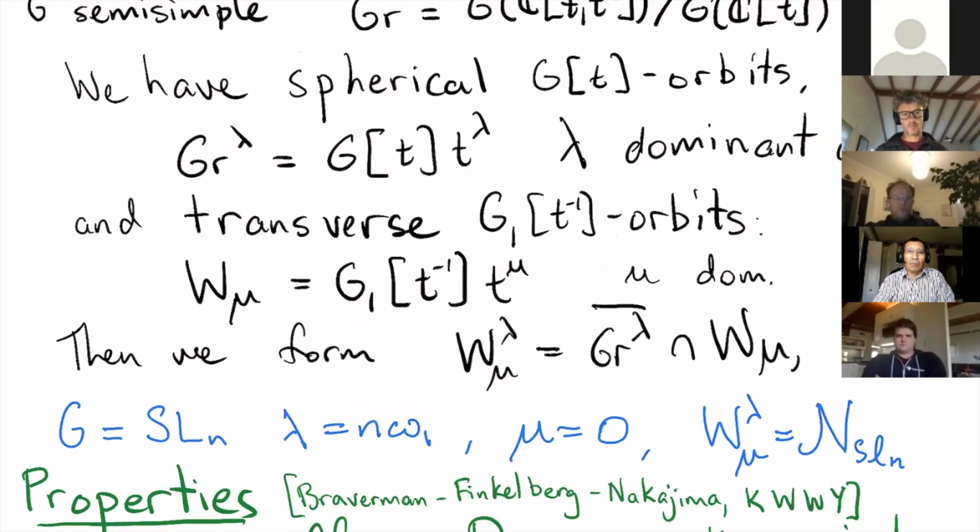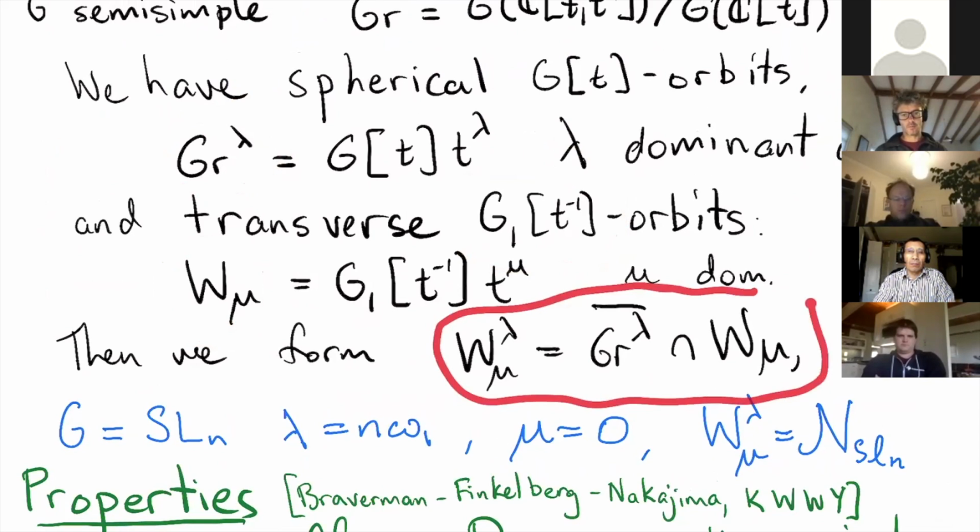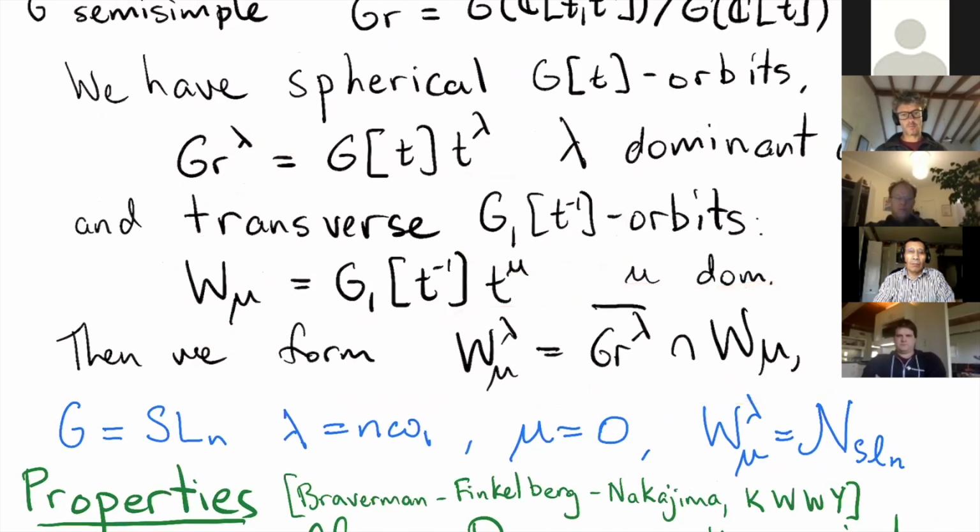And then we can form their intersections, or more precisely, the intersection of the closure of Gr^lambda with W^mu. This is analogous to, in the ordinary flag variety, taking a Schubert variety and intersecting with an opposite Schubert cell. So this results in a finite dimensional affine Poisson variety, usually singular.